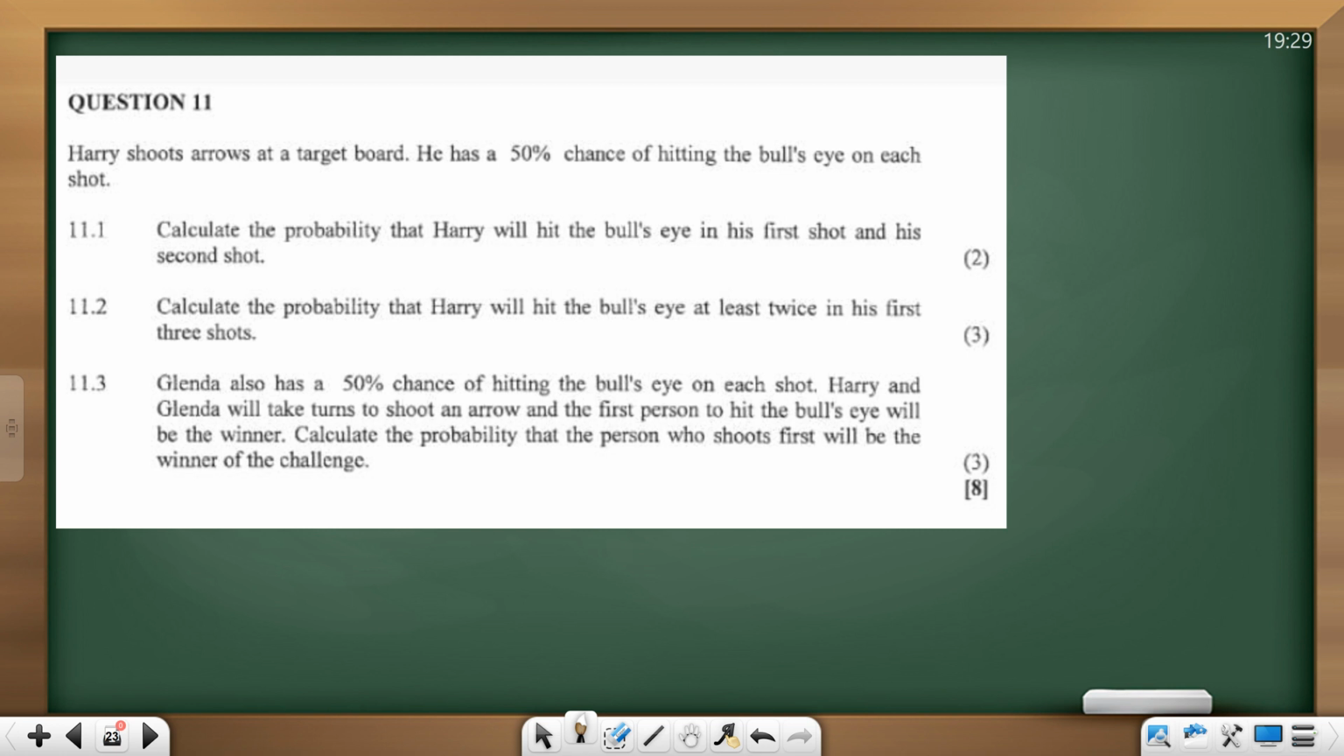Okay, wait. Let's interpret. If Harry shoots, are we saying he wins? Then he wins. Okay. If Harry shoots and he hasn't won, Glenda will shoot. If Glenda loses, Harry will have a chance to hit and win.